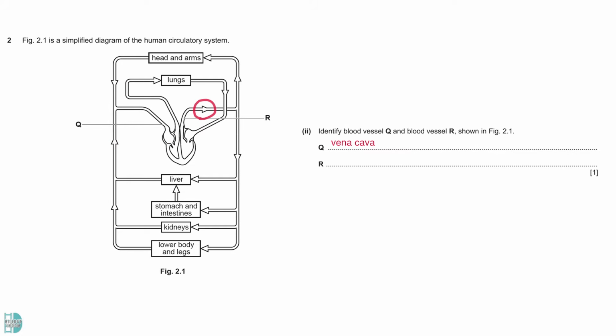R transports blood away from the heart, so it's an artery. It is connected to the left ventricle and brings blood to the whole body, such as the head, arms and the liver. So R must be the aorta.